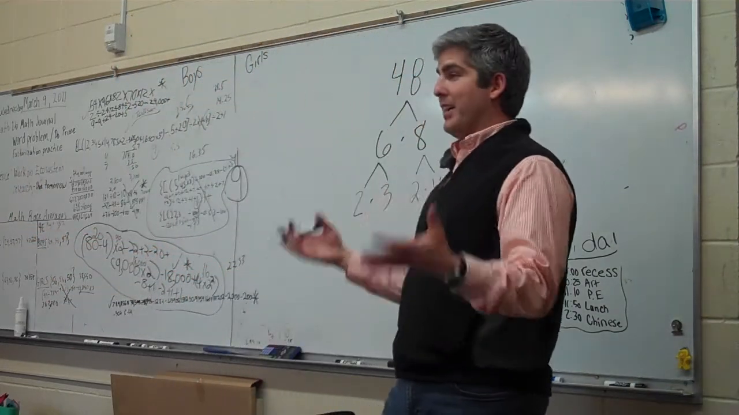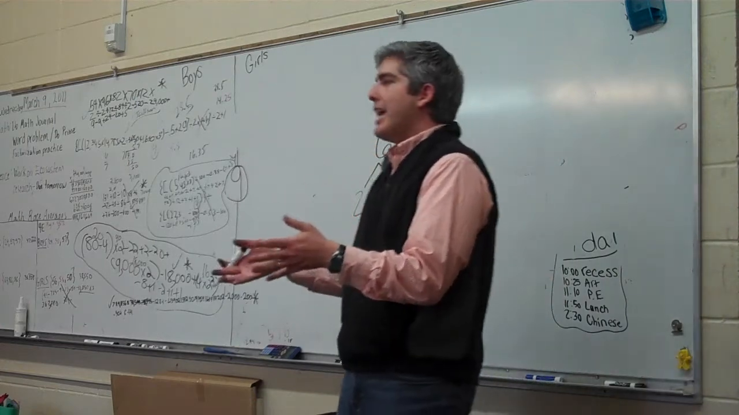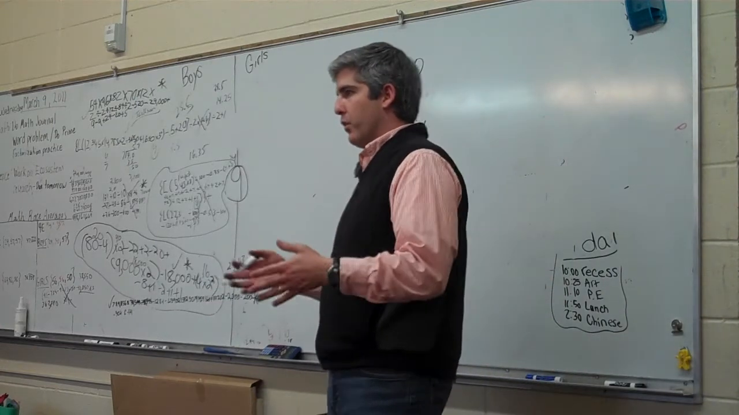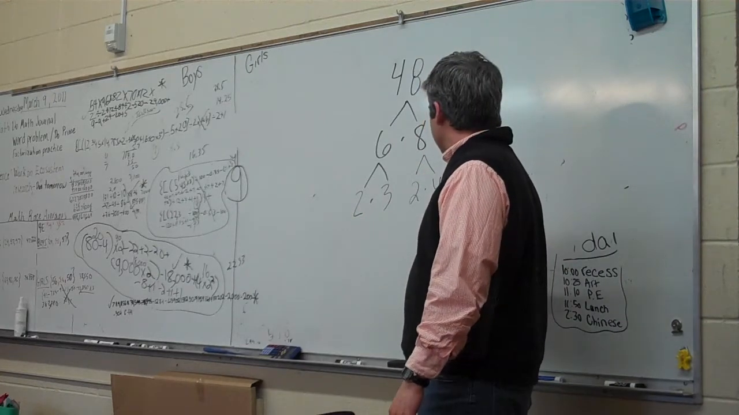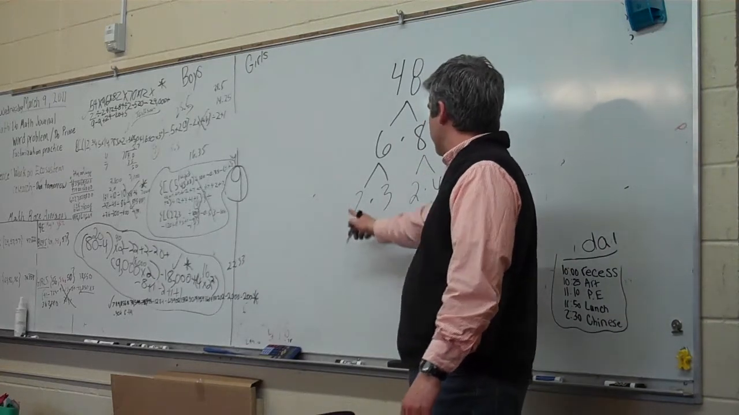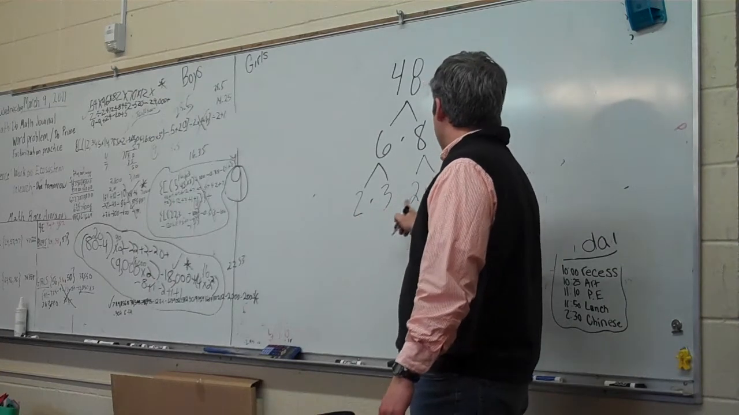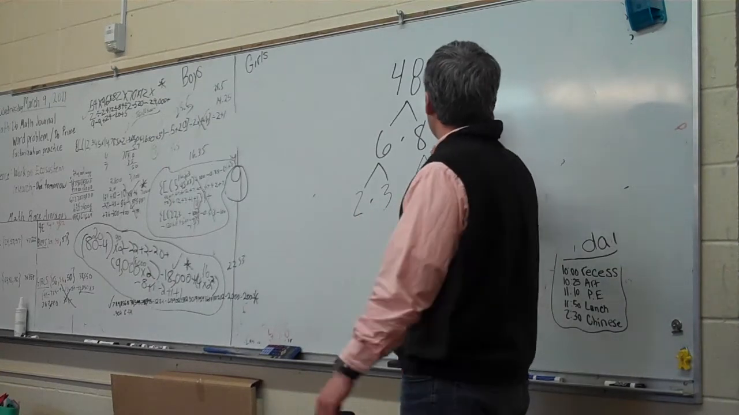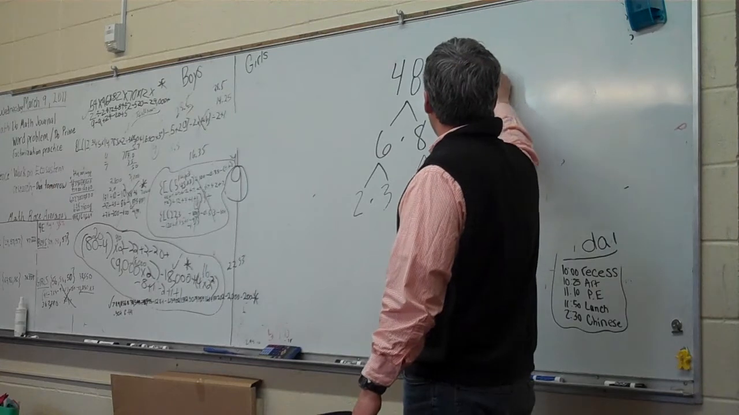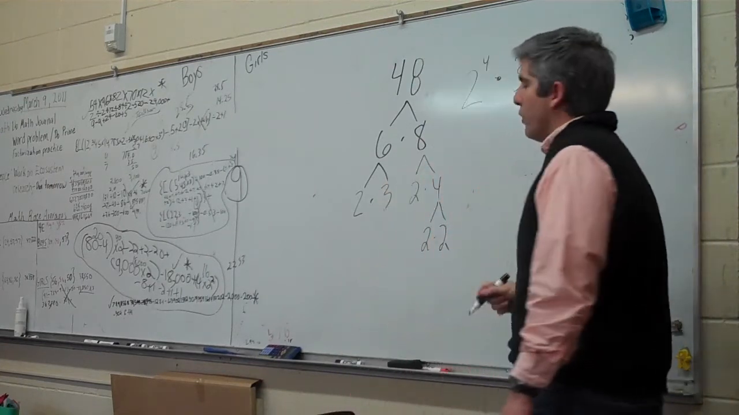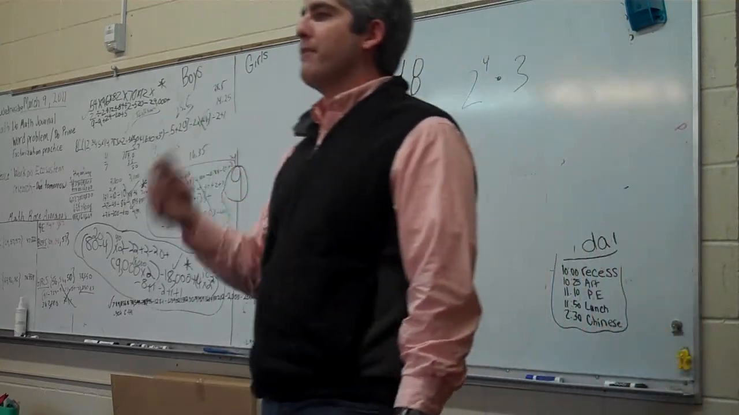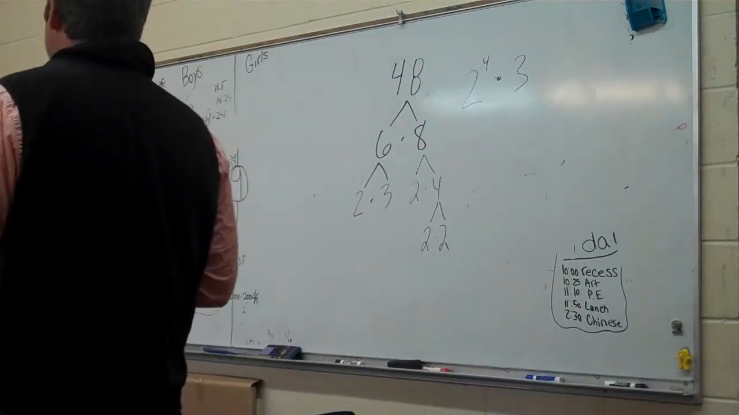So the only other multiplication problem that equals 8 is 2 times 4, or 4 times 2, doesn't matter which we do. But 4 is not prime, so I have to continue until I have all prime numbers, and then I do. How many 2's do I have? 4. So that's 2 to the 4th times 3. So 2 to the 4th times 3 is the prime factorization of 48.